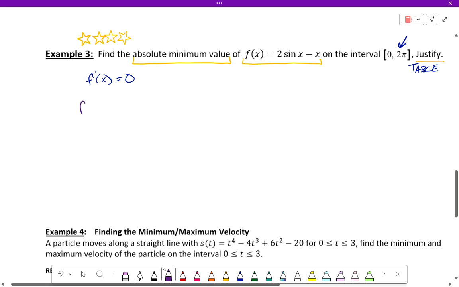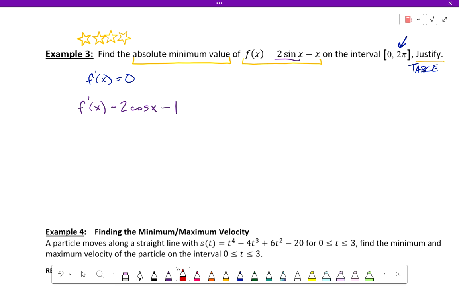We're finding the derivative, f prime of x. What is the derivative of 2 sine? The derivative of 2 sine would be 2 cosine. It's not product rule or anything like that. There's only one x, so it's just 2 cosine. What's the derivative of negative x? Yeah, -1. That's my derivative: 2 cosine x minus 1.